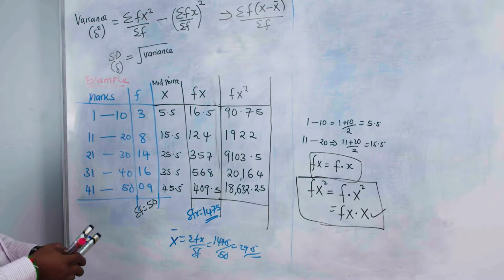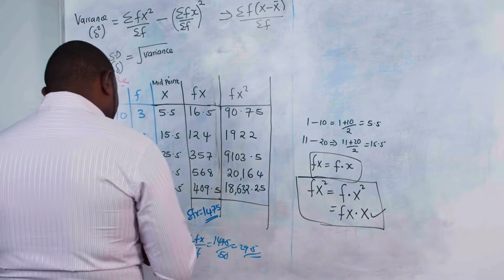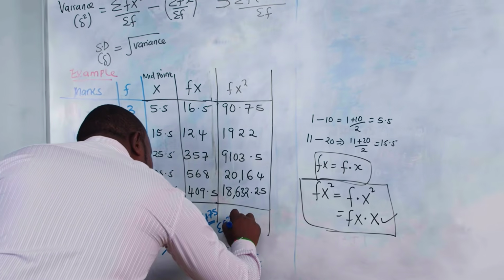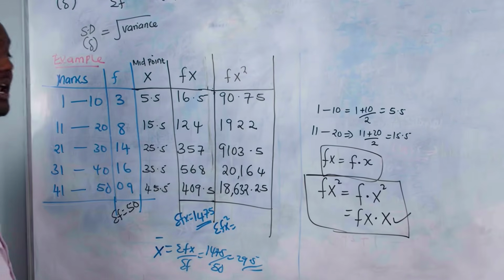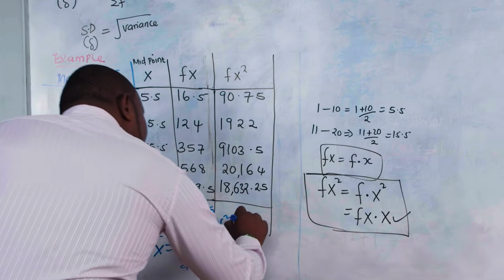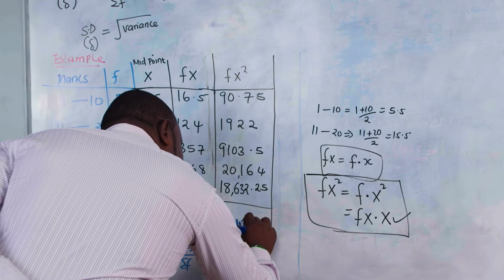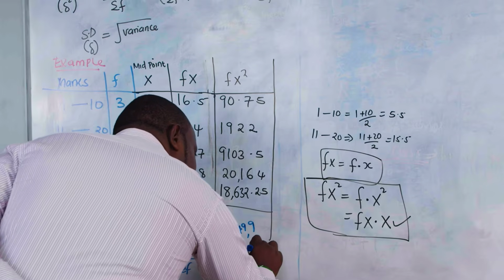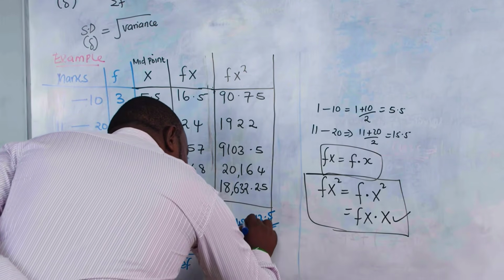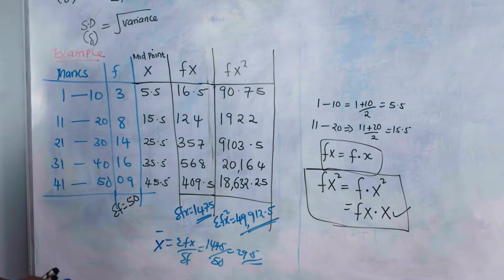So what is the summation? We need the total of fx squared. What is the total of this column of f of x squared? You are going to get 49,912.5. So that's how we are going to get it.